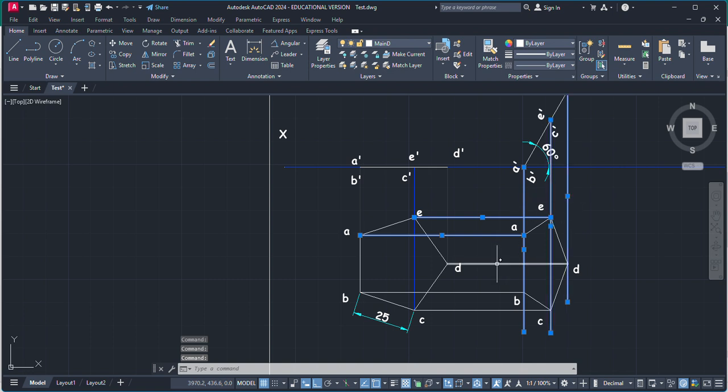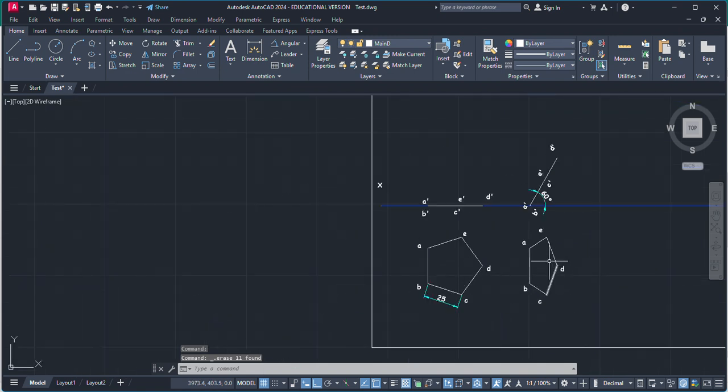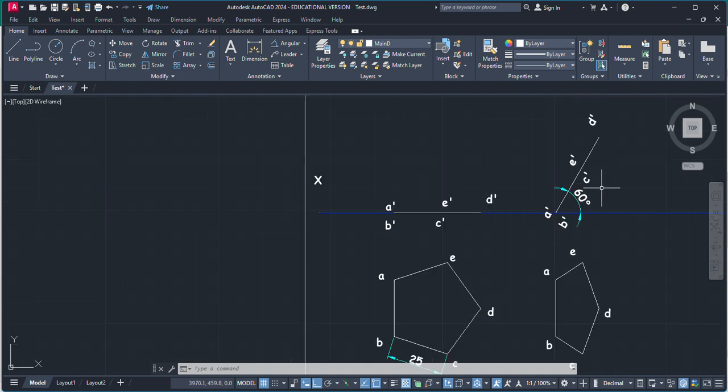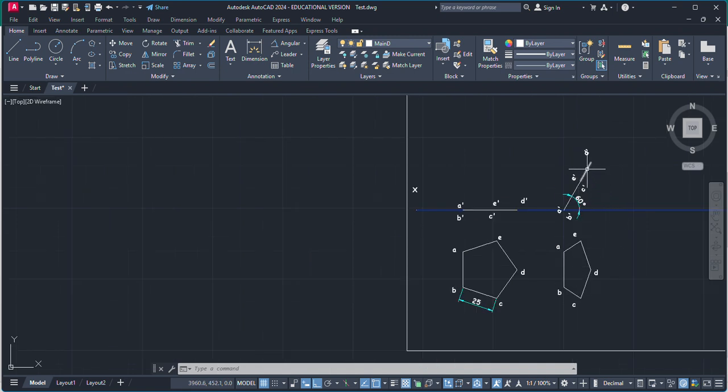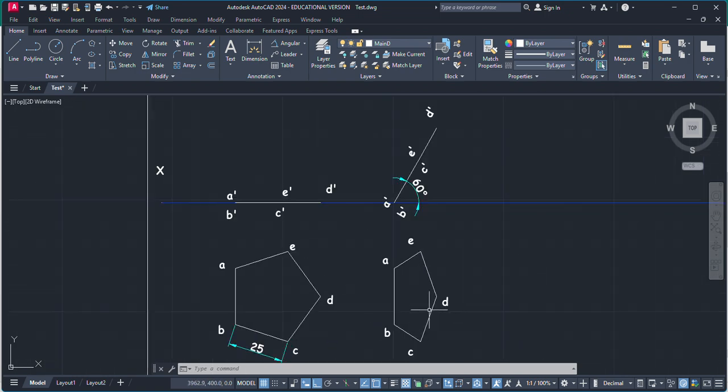construction lines or projectors or projection lines. So we do not require them. Just remove this. So this is our pentagonal lamina, which is resting on this edge AB, and while resting on this, the surface makes an angle of 60 degree. That is, our front view is an inclined line, which is at an angle of 60 degree with the HP. So out of this front view, we have our top view, which is a little bit compressed as compared to the previous one.